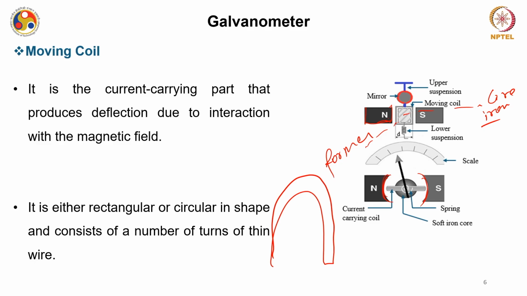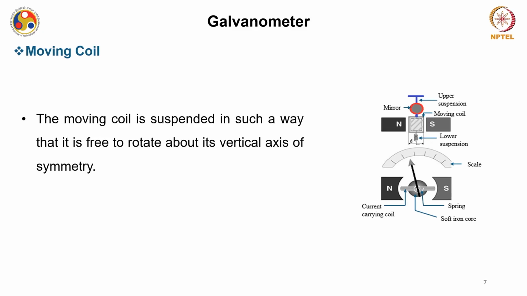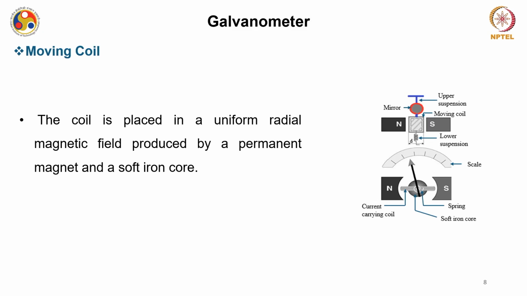This can be rectangular or circular in shape and consists of a number of turns of thin wire. This number of turns is very important, and we will see it in the mathematical equation of the deflecting torque also. The moving coil is suspended in such a way that it is free to rotate about its vertical axis of symmetry. Now, the coil is placed in a uniform radial magnetic field which is produced by this permanent magnet and a soft iron core.